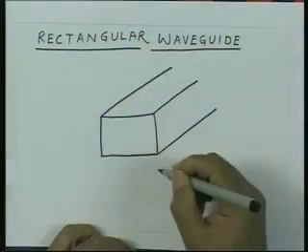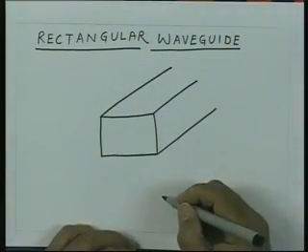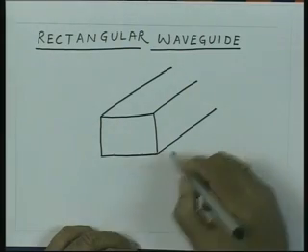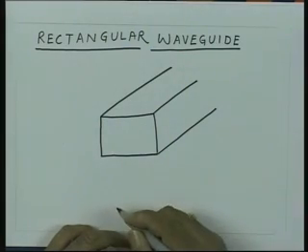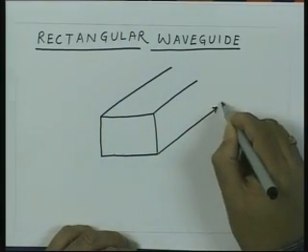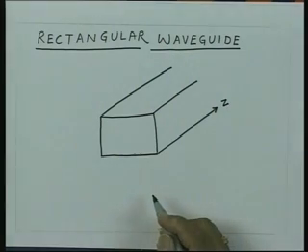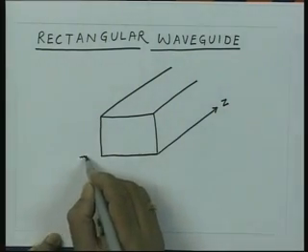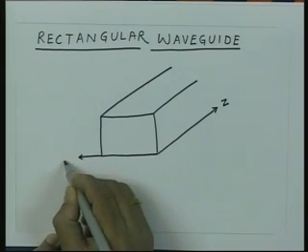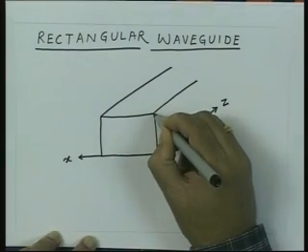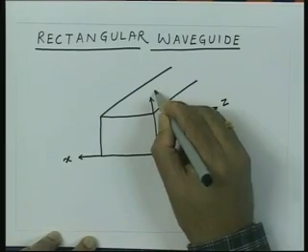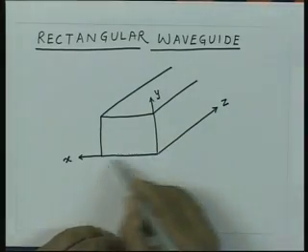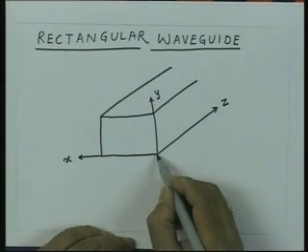Without losing generality, let us orient our coordinate system so that the z axis is along the length of the pipe, that means that is the direction in which the energy is going to propagate. So, let us say this direction is the z direction, and then the horizontal axis let us say is the x axis. So, this axis is x and this vertical axis is y. The origin is located at one of the corners of this cross section.